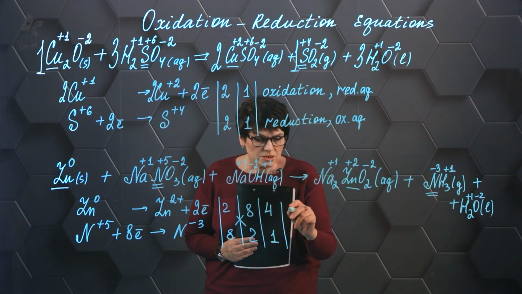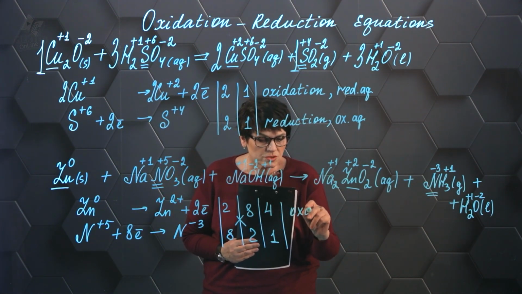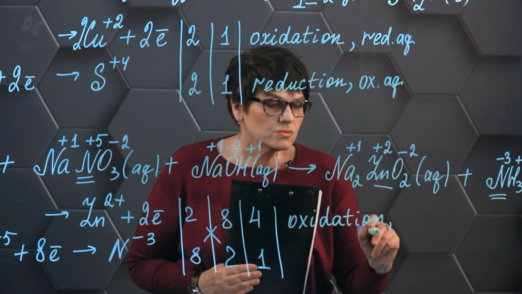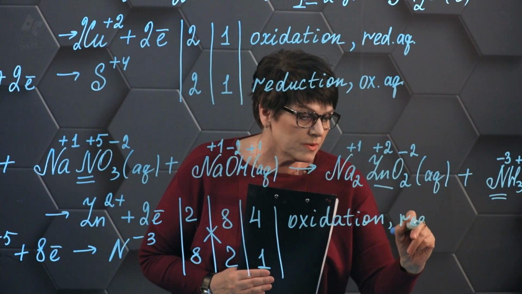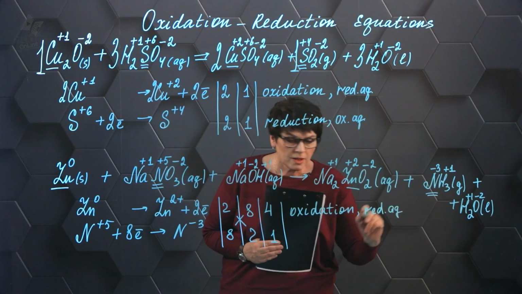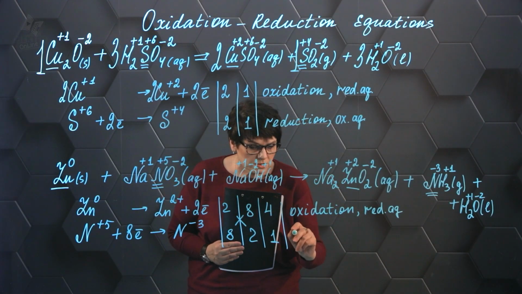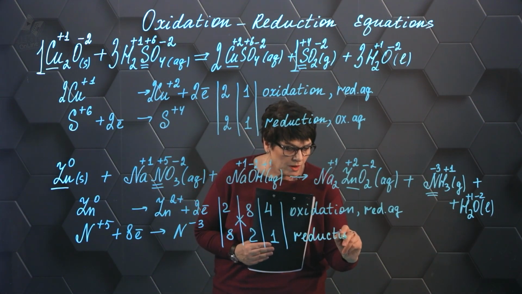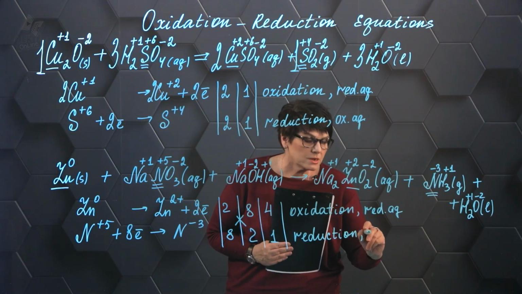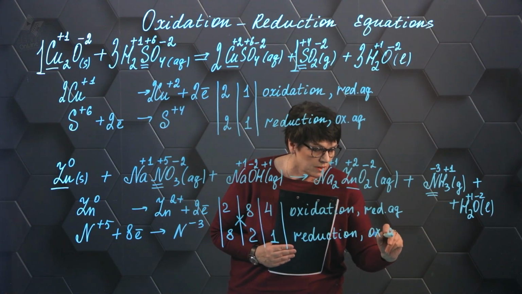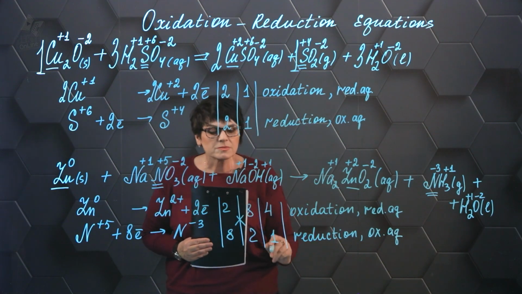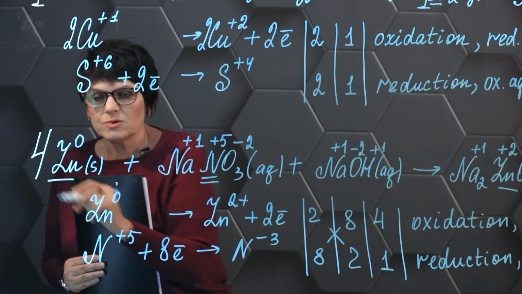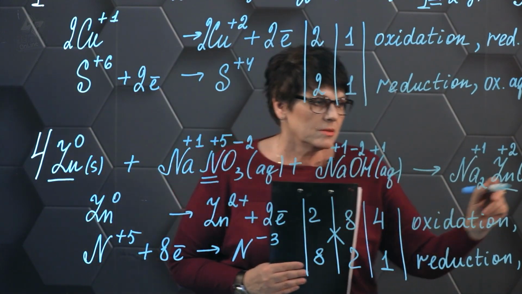Zinc is a giving element, undergoing oxidation, which involves a process. And it's going to be the reducing agent. So nitrogen will be a reduction process. And it will be called an oxidizer. We'll put the multipliers we found, 4 will go in front of the zinc formula, 1 in front of the ammonia formula.